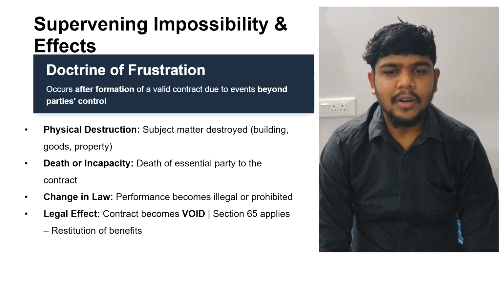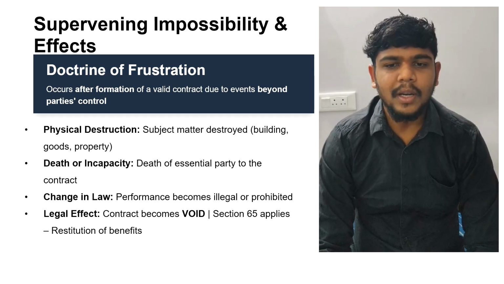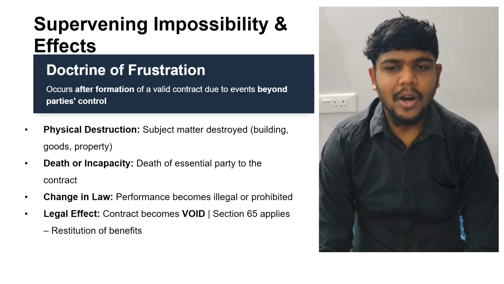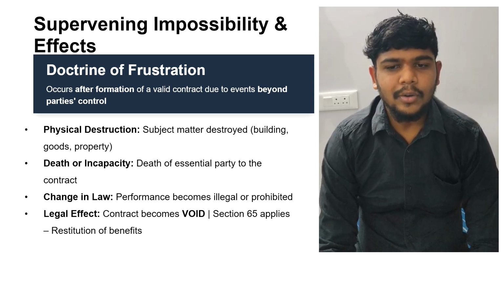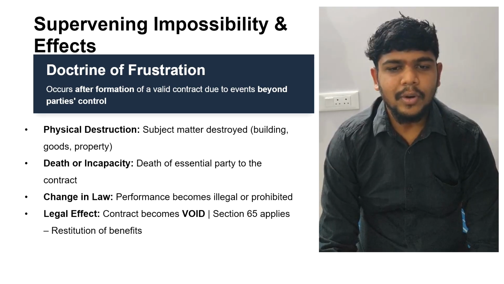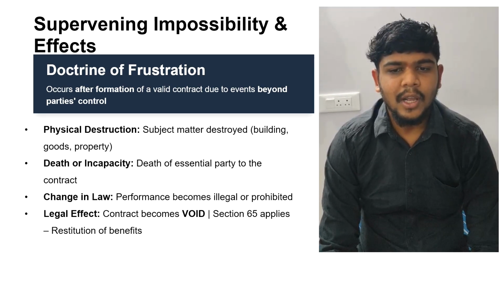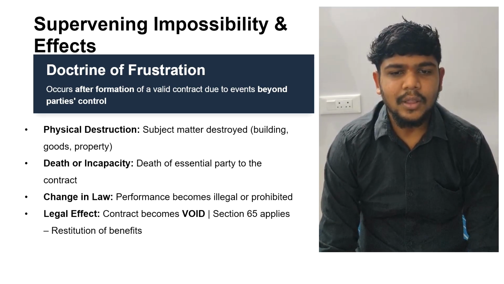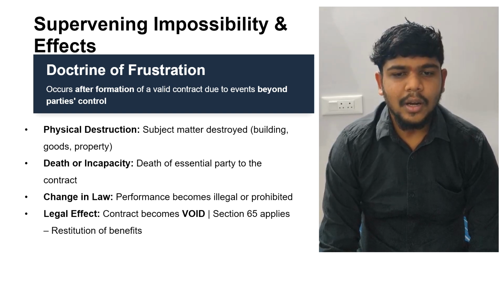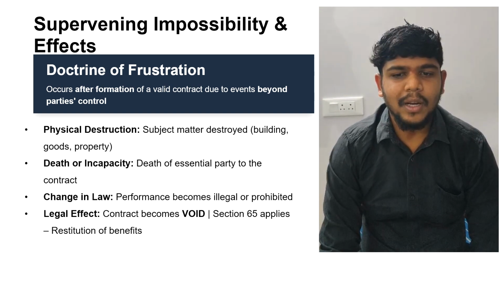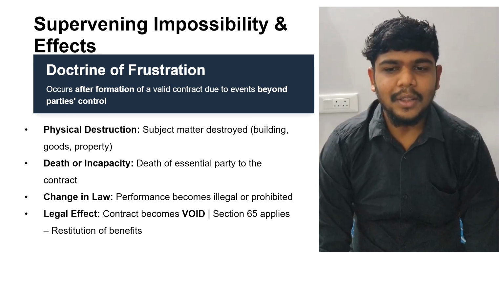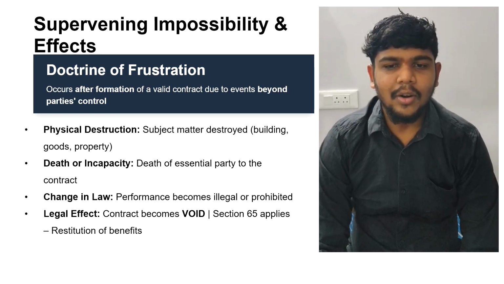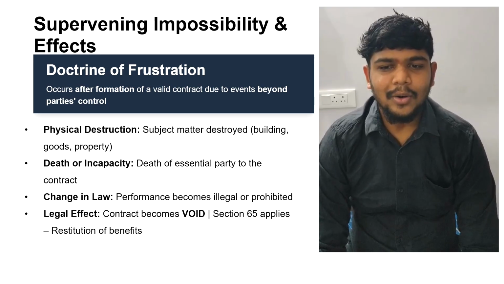The legal effect of supervening impossibility is that the contract becomes void. No party is required to perform further obligations. According to Section 65, if any benefit was received before the contract became void, it must be returned. This is known as restitution. In conclusion, supervening impossibility ensures fairness by releasing parties from contracts that cannot be performed due to uncontrollable events.